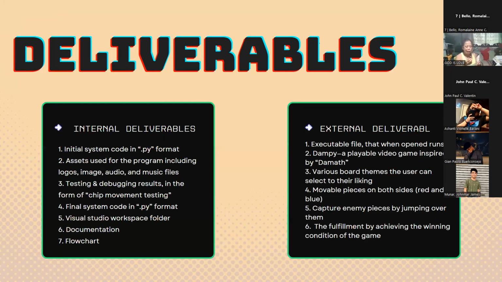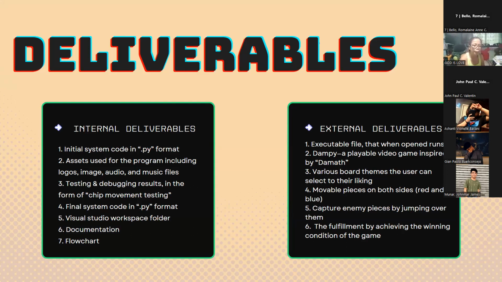So our project aims to deliver the following. Internal deliverables are the initial system code in .py format, assets used for the program, including logos, image, audio, and music files, testing and debugging results in the form of chip movement testing, may kita natin mamaya. Final system code in .py format, Visual Studio Workspace folder, documentation, and flowchart.